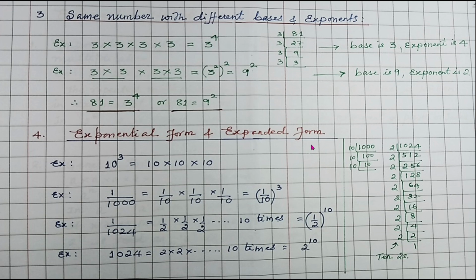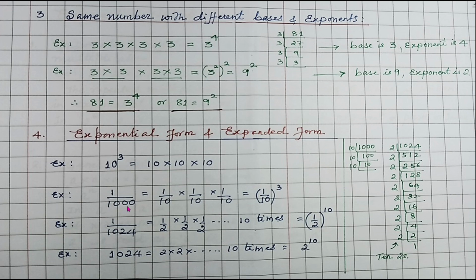Exponential form and the expanded form. 10 raised to 3 is exponential form, and 10 into 10 into 10 is the expanded form. Here 10 raised to 3 means 10 is multiplied 3 times, and this is the expanded form of 10 raised to 3, or this is the exponential form of 10 into 10 into 10. So we have to know to write the exponential form as well as the expanded form of any given number.